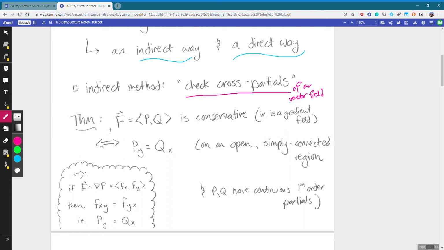And so I want to make a couple of notes about this. For starters, I use the phrase cross partials here because I know P is the x component of our vector field, and so the partial P_y I think of as this x component's partial with respect to y, and similarly Q_x, that's this y component's partial with respect to x. And so I see these crisscrossing arrows in my head when I write this equation. That's why I call it an equality of cross partials: x component with respect to y, y component with respect to x.